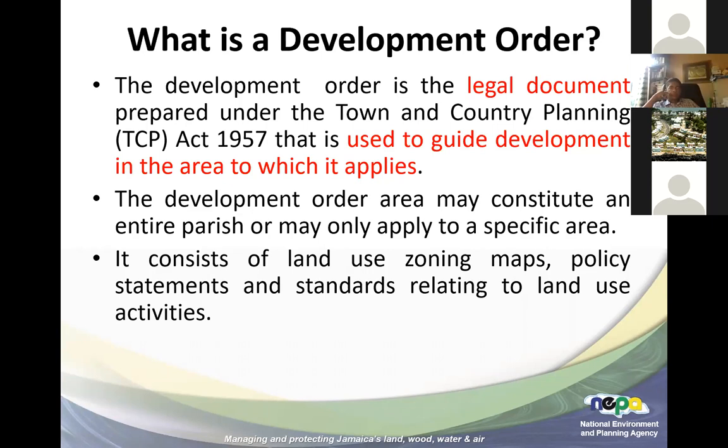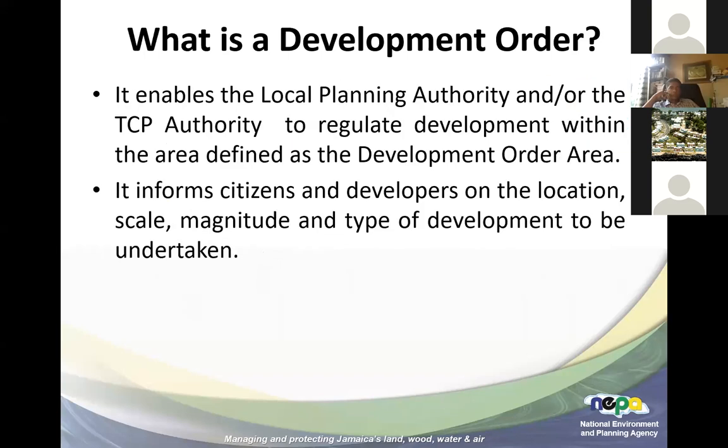The development order consists of land use zoning maps, policy statements, and standards relating to land use activities. It enables the local planning authority and/or the Town and Country Planning Authority to regulate development within the area defined as a development order area. It also informs citizens and developers on the location, scale, magnitude, and type of development to be undertaken within sections of the development order area.